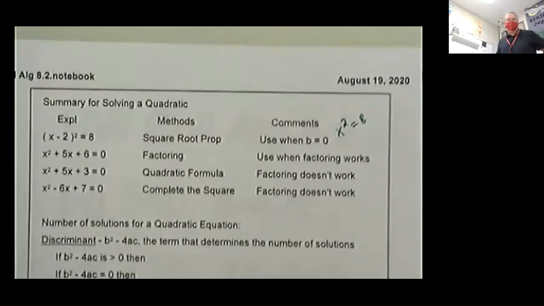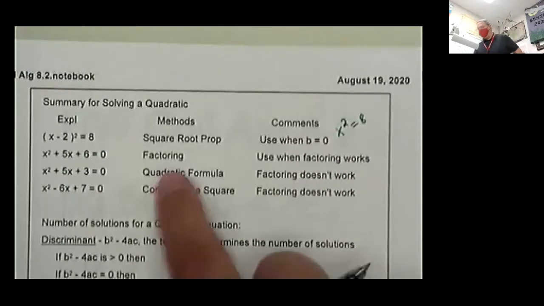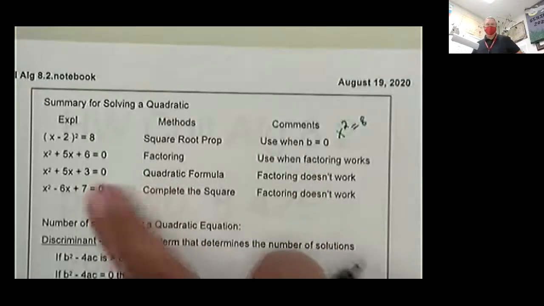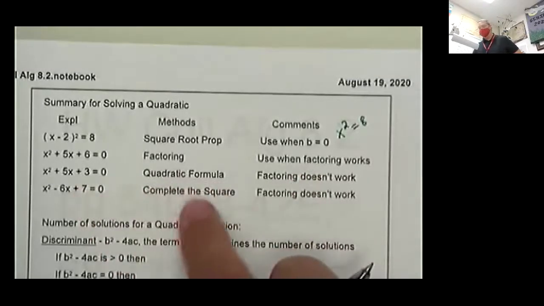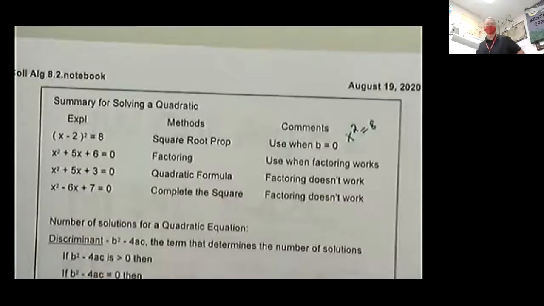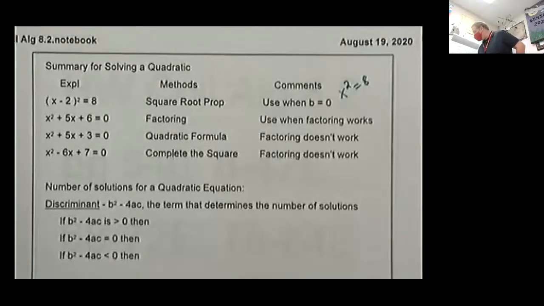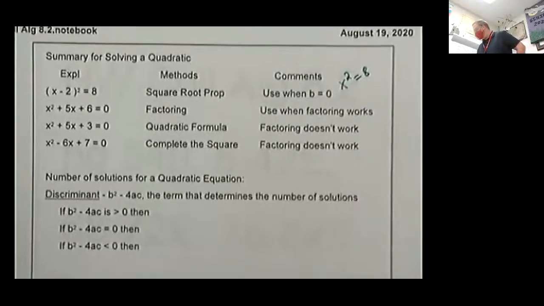We can also factor, but that only works when factoring works. Quadratic formula will always work, whatever we're doing, and completing the square will always work when factoring doesn't work. Next thing that we can look at is the number of solutions for a quadratic equation.